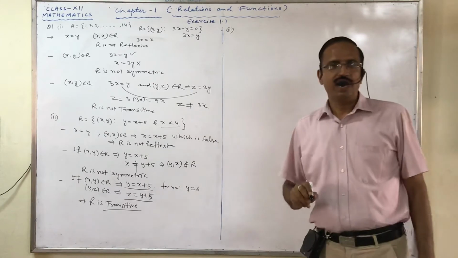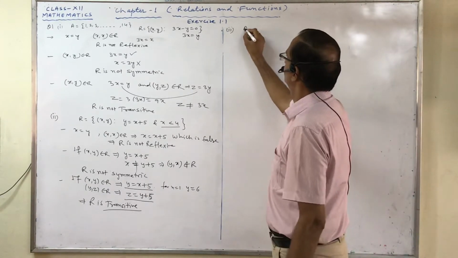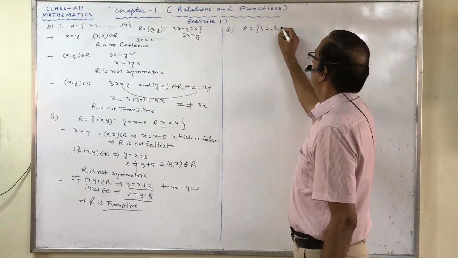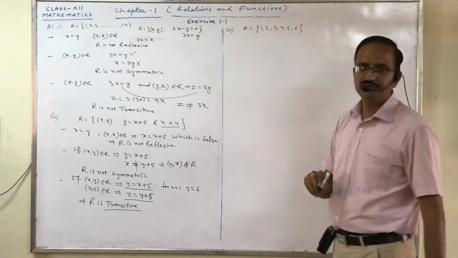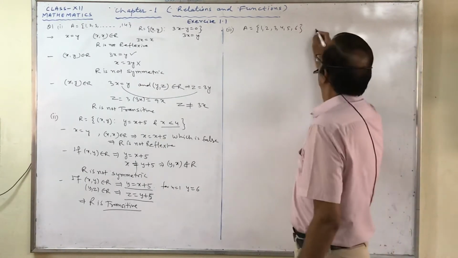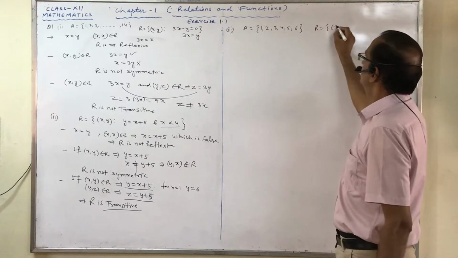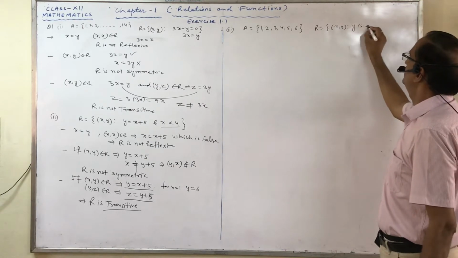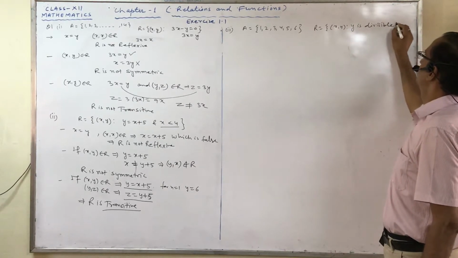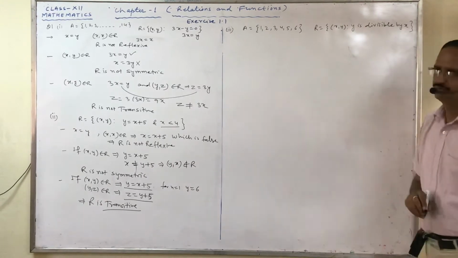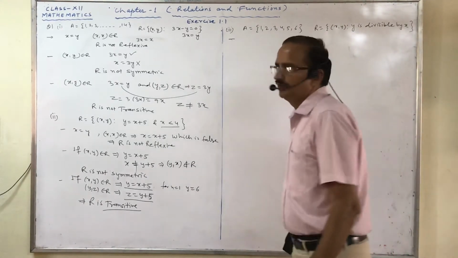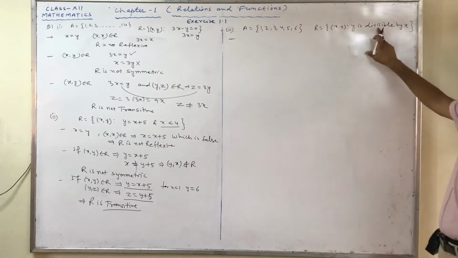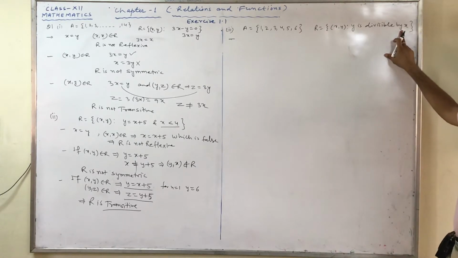Okay. Now come to the third part. In the third part, R is a relation in set A, and A has elements up to 6: 1, 2, 3, 4, 5, 6. This is the set of natural numbers up to 6, and the relation is defined as R equals (x, y), where y is divisible by x. Y is divisible by x. Okay, first of all we will check whether it is reflexive or not. So replace y by x. So x is divisible by x. It is correct. Every number is divisible by itself.